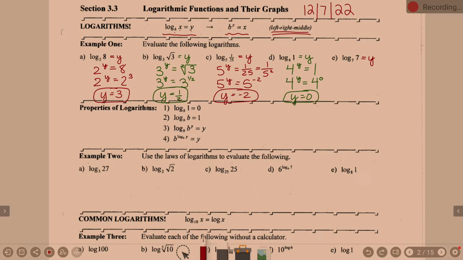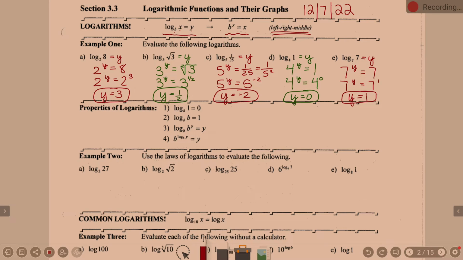Okay, last one in this row. Log base 7 of 7 equals y. So if we rewrite this, 7 to the power of y equals 7. What's the invisible exponent there? 1. So 7 to the y equals 7 to the first, and so y is 1.